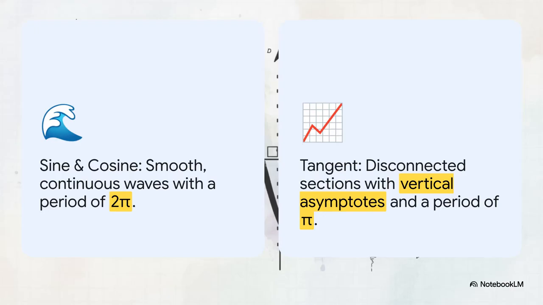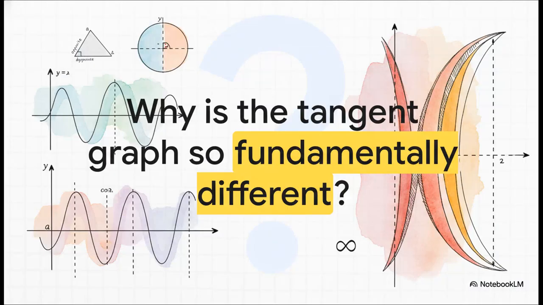We're all used to the smooth, predictable waves of sine and cosine, right? They flow so nicely, but then tangent comes along and it's all broken up into these weird, separate pieces. What's up with that? That's the big question we're going to solve together. Why does the tangent graph look so completely different from the other two?